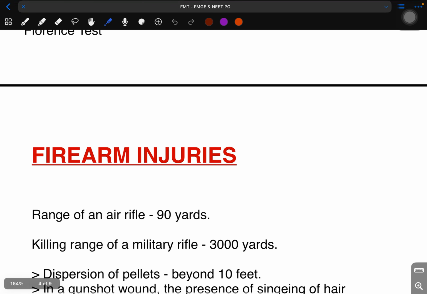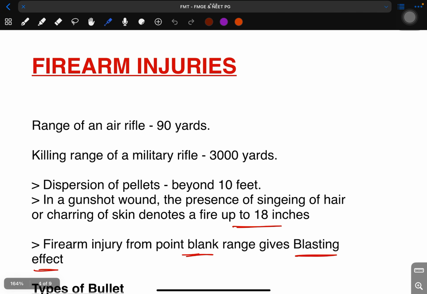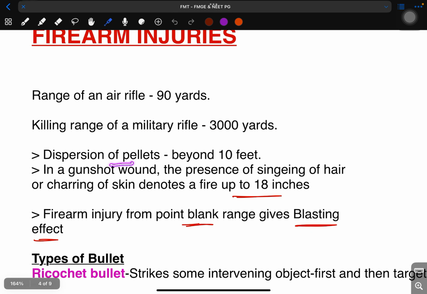Now coming to another important topic, firearm injuries. What is the range of an air rifle? It's 90 yards. And what is the range of military rifle? It is 3000 yards. Now dispersion of pellets. Once we fire a bullet, if the pellets are dispersed, so dispersion happens beyond 10 feet. Before that, dispersion doesn't happen.